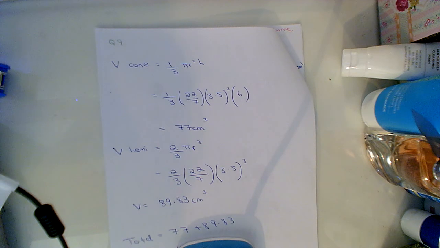I get the total volume by adding the two of them together, and when I add the two of them together I get 166.83, and then to the nearest cubic centimetre I'll get 167 centimetres cubed.